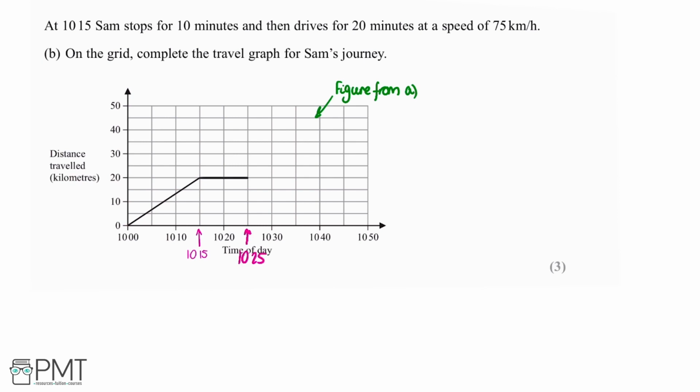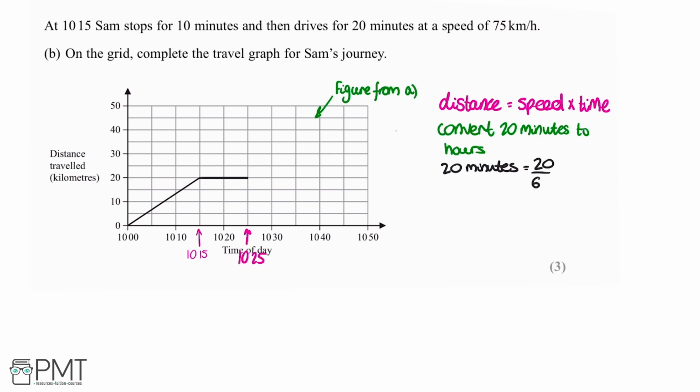Now for the next 20 minutes, we want to be driving at a speed of 75 kilometers per hour. Distance equals speed multiplied by time. However, for this to work, we need everything to be consistent, so we need to either be in hours and hours or minutes and minutes. However, we're not consistent at the minute. We're talking about travelling for 20 minutes at a speed of 75 kilometers per hour. So what we need to do is convert 20 minutes into hours, which is 20 divided by 60. I'll simplify that down, 1 over 3 hours.